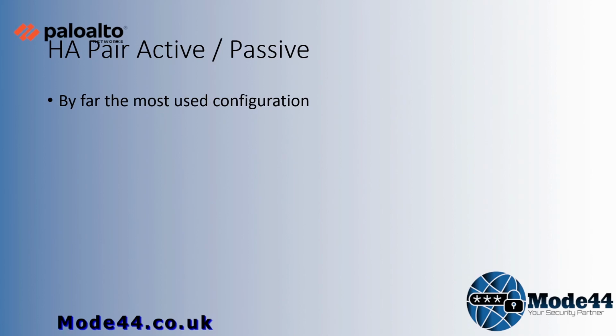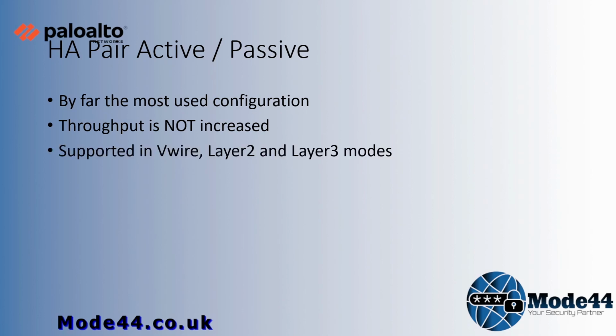But by far the most used configuration is going to be active passive. That's the one you're going to see most of the time. For active passive, you have two firewalls, and as the name suggests, one is active and one is passive. So you have the throughput figures of the one firewall, and that doesn't become any kind of aggregate. There's no increase in throughput because of the active passive configuration. For Palo Alto Networks firewalls, it's supported in vWire, layer 2 and layer 3 modes, so you can configure it for those.